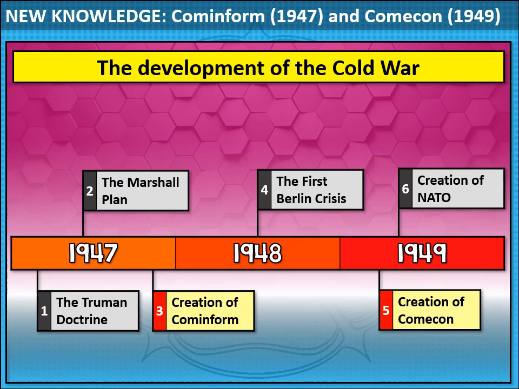Now it's time to introduce some new knowledge. Here's our big picture, and today we're going to look at two events. We're going to jump about a little bit in terms of time frame as well. We're going to look at the creation of Cominform in 1947 and the creation of Comecon in 1949.